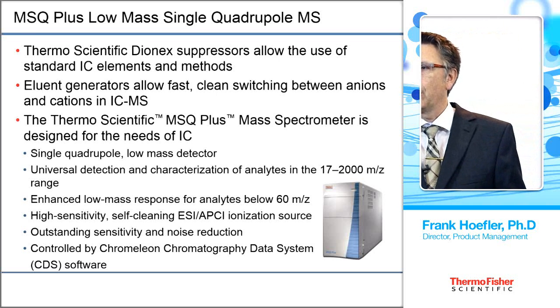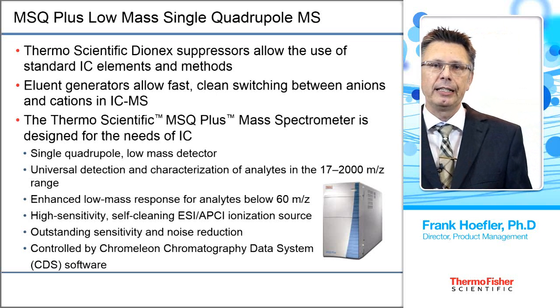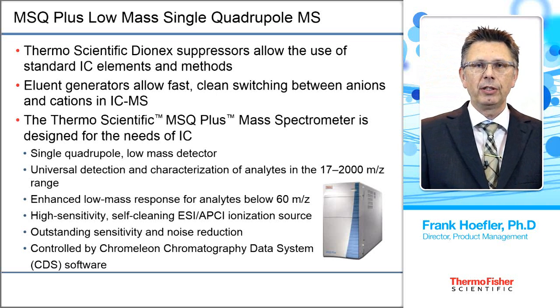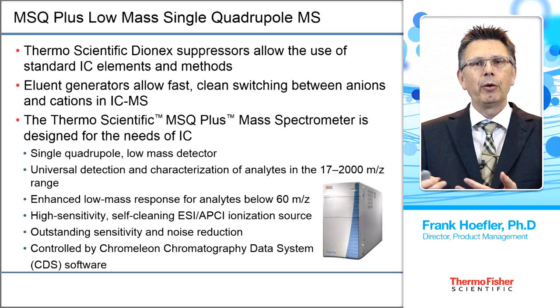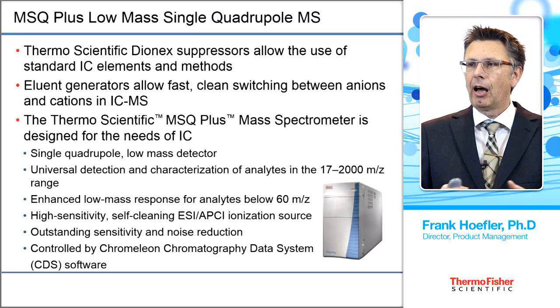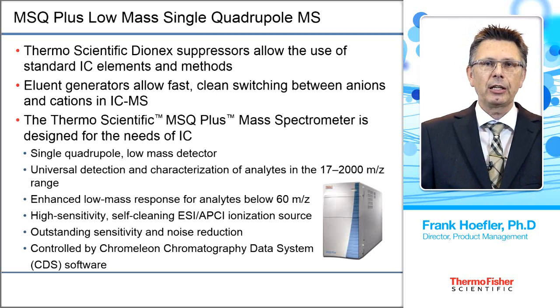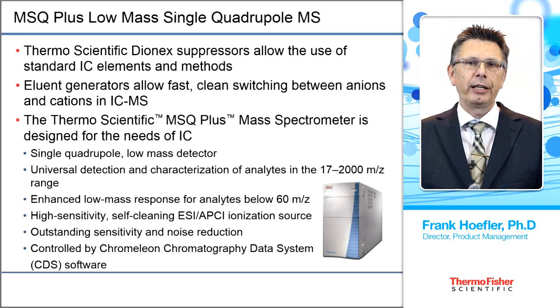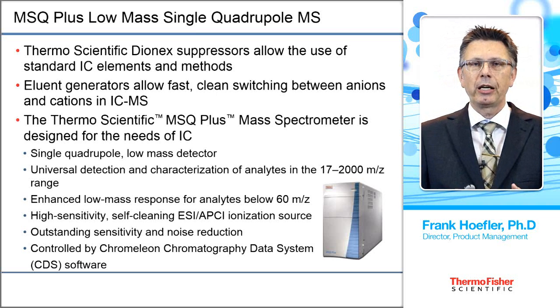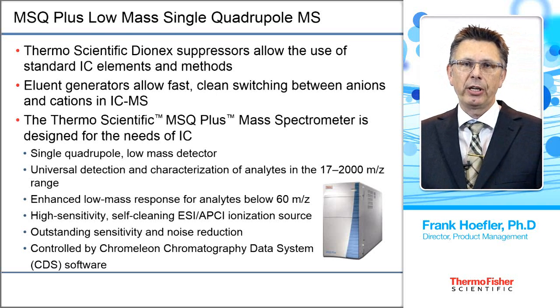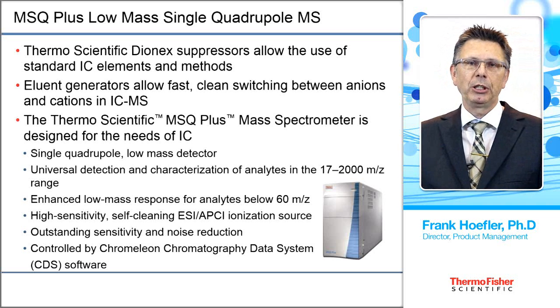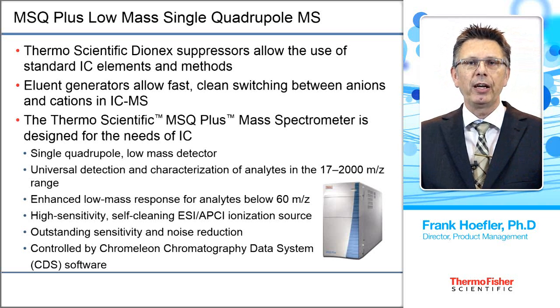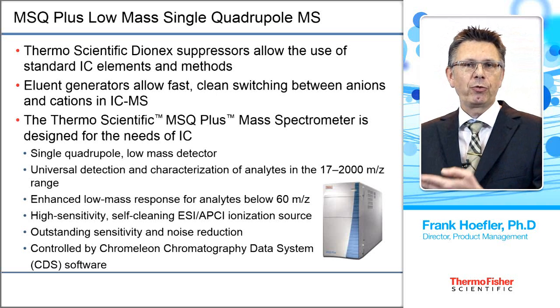So the MSQ Plus mass spectrometer is designed to fulfill the needs of IC. It has a very good sensitivity for small ions like fluoride, chloride, nitrite, nitrate, and so forth. And I will show you some examples later on. It allows us to operate the mass spec as a universal detector in the scan mode to record mass spectra and help to confirm peaks or even to identify unknowns. In addition to this, we can also operate it in the single ion monitoring mode to be very sensitive and very selective. And that allows us to record multiple channels at the same time, which are then specific for one mass to charge ratio or just for one analyte ion.